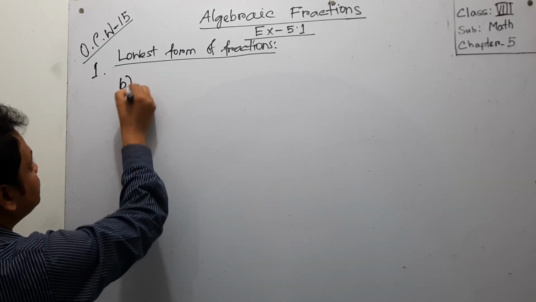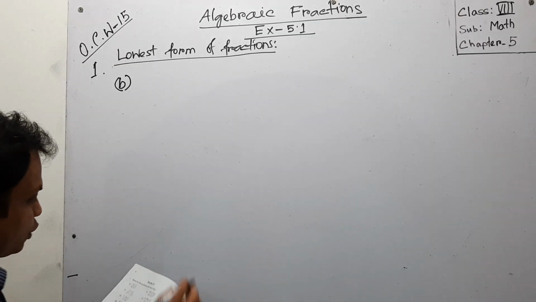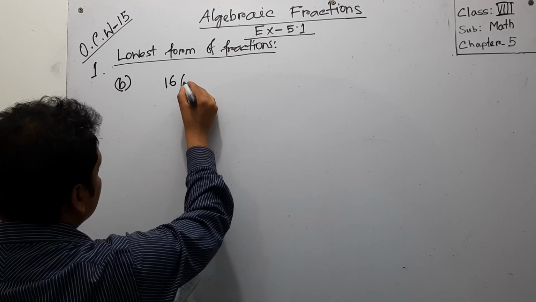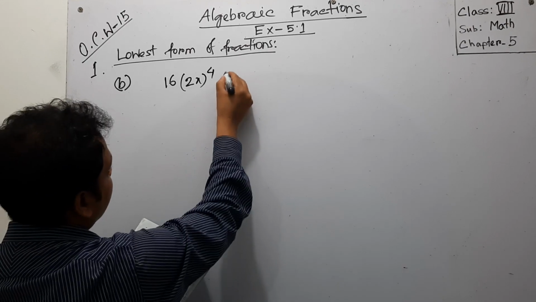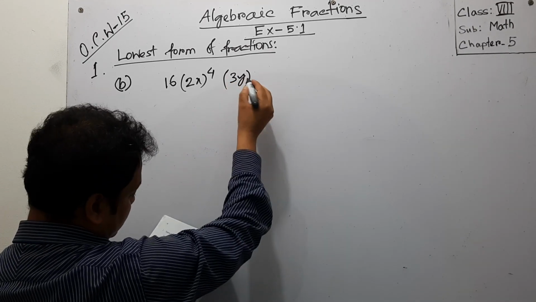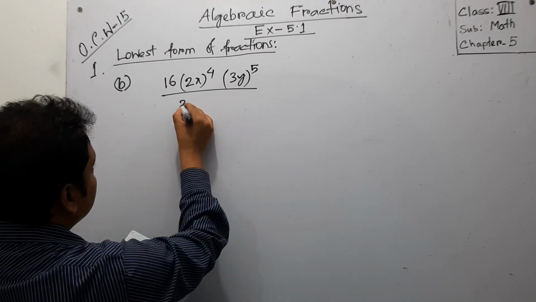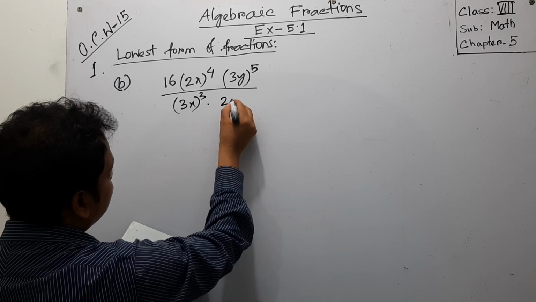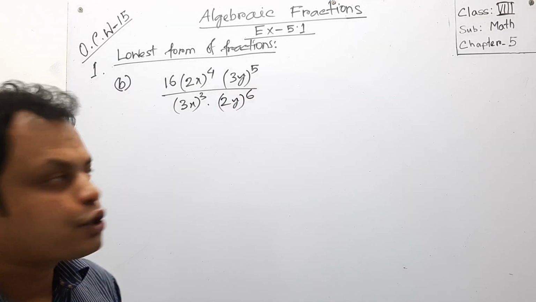1b. Write the question in your copy. The question is (2x)^4 times (3y)^5 divided by (3x)^3 times (2y)^6, all multiplied by 16. So this is the question.